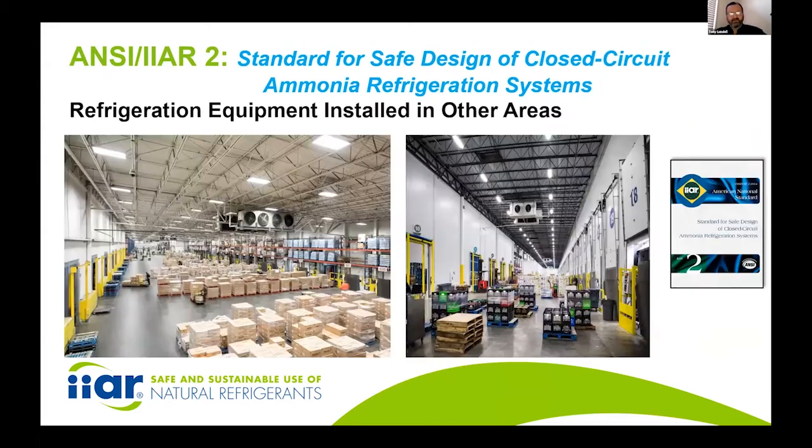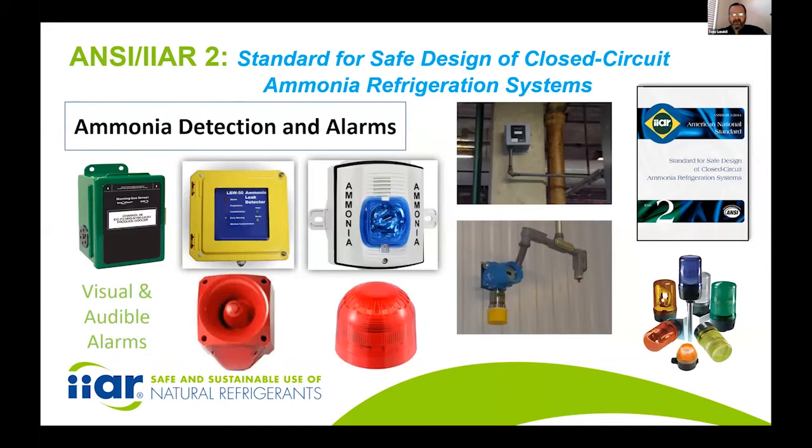Also, there is refrigerated equipment installed in areas other than machine rooms, such as the docks here. And you see the evaporators hanging overhead in both these locations. And then, of course, there's ammonia detection and alarms, visual and audible alarms. So the visual, obviously, blinking, flashing lights, and the alarms which you can hear with a certain amount of decibel rating.